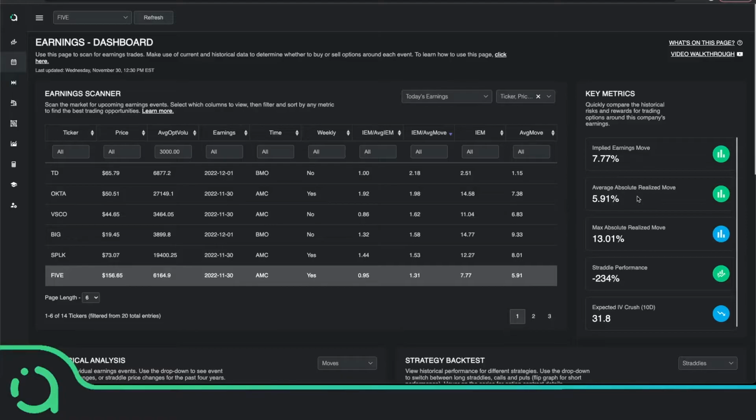I can also see that the straddle performance is very negative, which is a great sign for selling options. Because when straddles are losing money, that means we are making money by selling them. So far, this trade is looking pretty good.